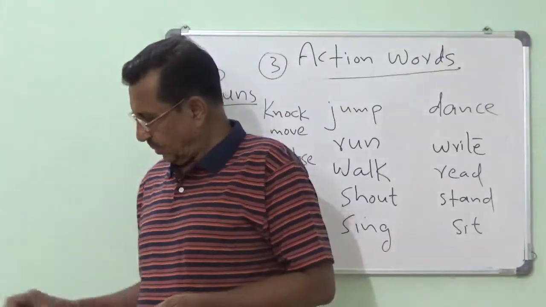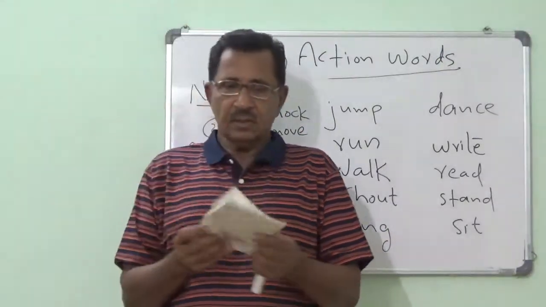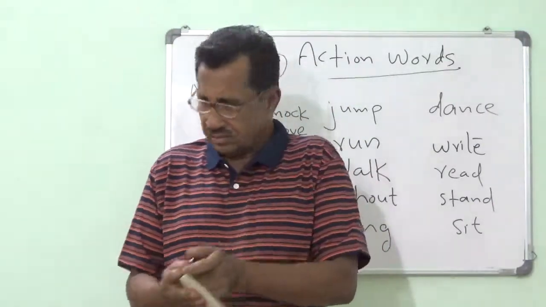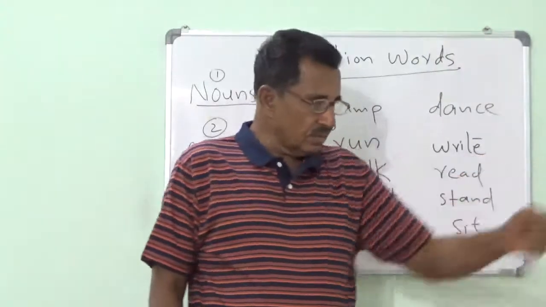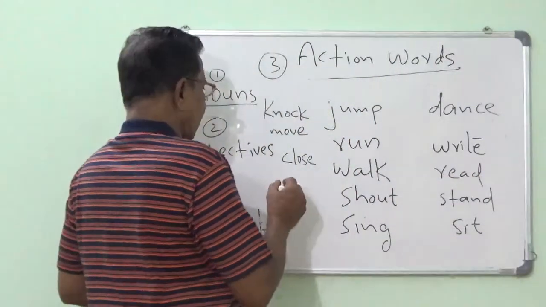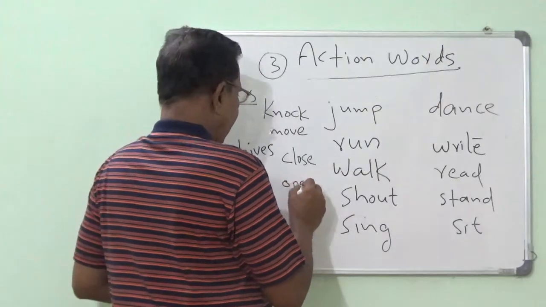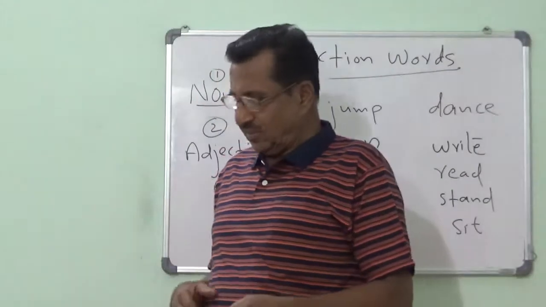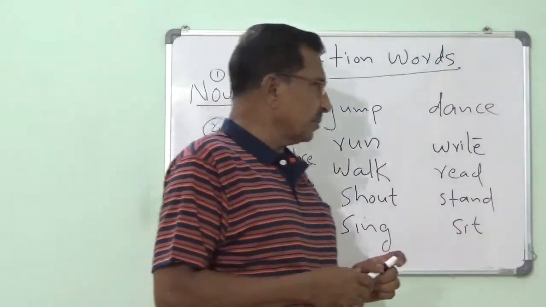For example, you open a book like this. This I have opened. This open is another one. Close. You don't open the door, then close. Open is another action. These are all action words. Action words means that they are verbs.